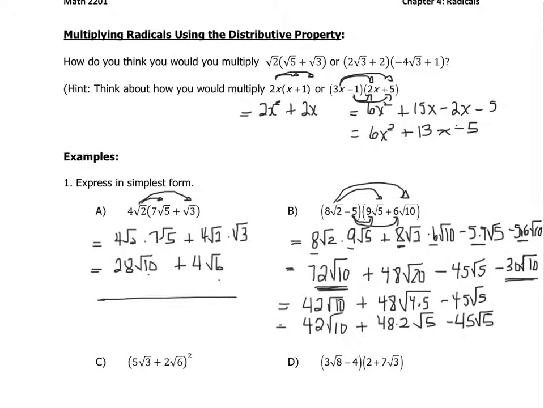And then, I don't have a whole lot of space left here, but this would be 42 root 10 plus 96 root 5 minus 45 root 5, which would equal the 42 root 10. And then the 96 minus the 45 would be 51 root 5.